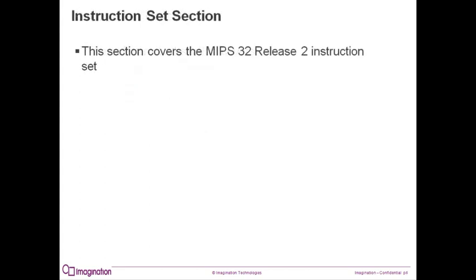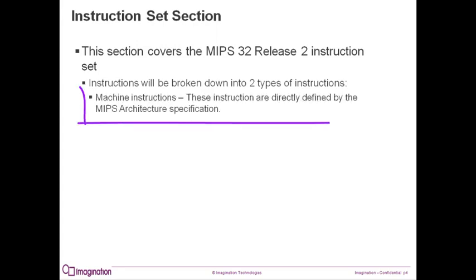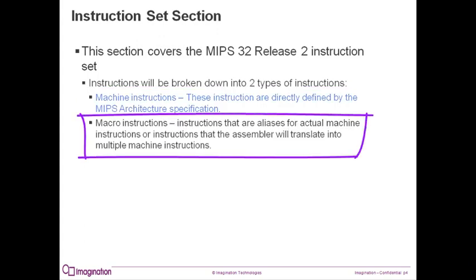The Instruction Set section covers the MIPS32 Release 2 instruction set. It does so by breaking down the instructions into two types. First, a machine instruction, which is directly defined in the MIPS architecture and has a one-to-one correspondence with a single instruction bit encoding. And second, there are macro instructions. These instructions are supplied by the assembler to make assembly coding easier. These instructions can be simple aliases to a machine instruction or translated into a series of machine instructions.